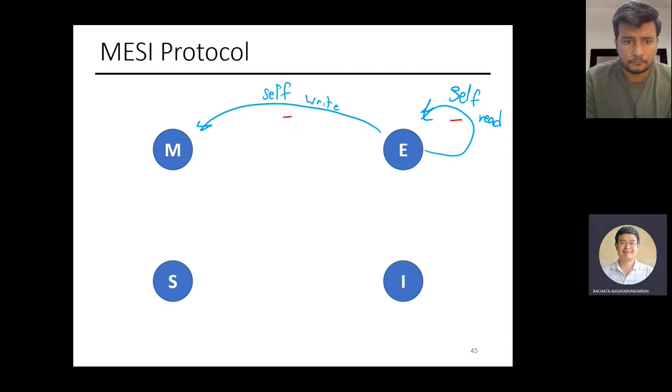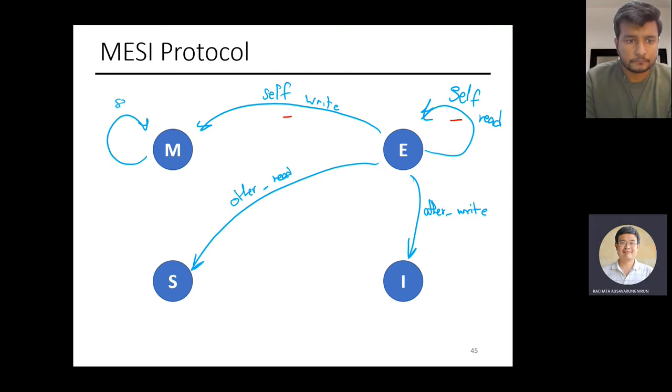If I'm in the exclusive state and someone else reads, I would transition to shared. If other people write, I would then invalidate, because I don't have the most updated copy of the data anymore. Then if I'm in the modified state and I modify it again, a self write, I need to issue a signal saying, hey, I am doing a write, so that everyone else who might have the data has to invalidate it.